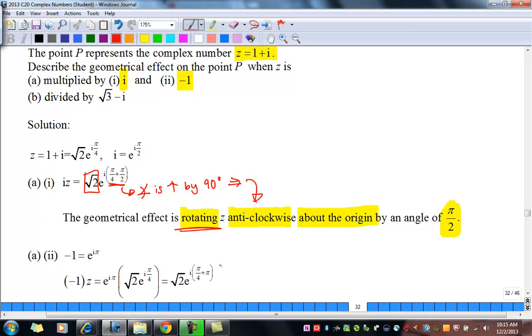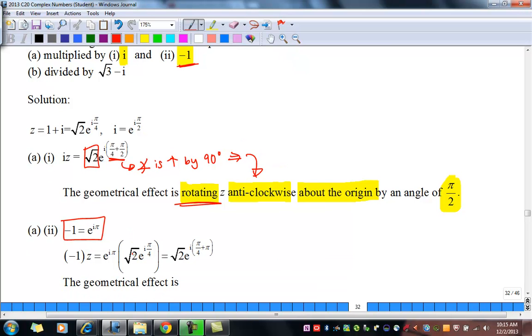Now, what if I have a multiplication by -1? Then I'm going to have this, bearing in mind that -1 can be expressed in exponential form as e to the power of pi i. Then the multiplication of these two numbers is going to be done this way. The modulus is going to be 1 times √2, which is still √2. As for the argument, I am going to add up these two, which means that I have now rotated it. Instead of 90 degrees here, it is now a rotation by pi. So this is a rotation by an angle of pi.